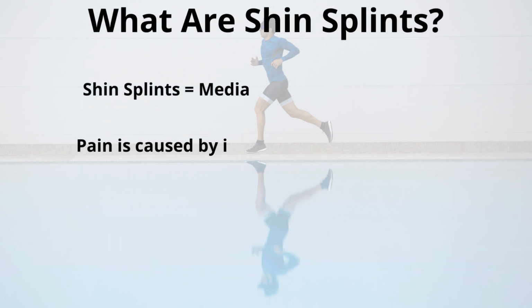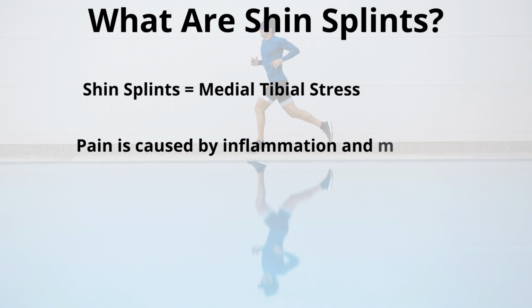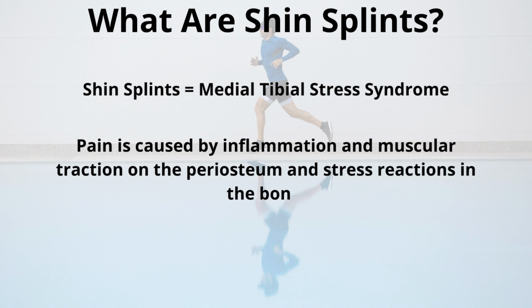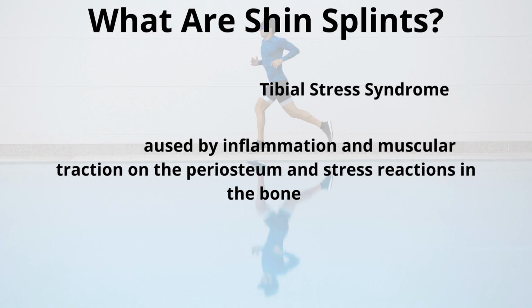What are shin splints? Shin splints, also known as medial tibial stress syndrome, are caused by inflammation and muscular traction on the periosteum and stress reactions in the bone. So this is both a soft tissue and bony issue, and it's a function of too much stretching and repetitive stress to the anterior medial aspect of the tibia.